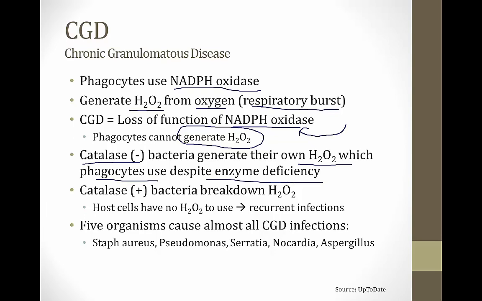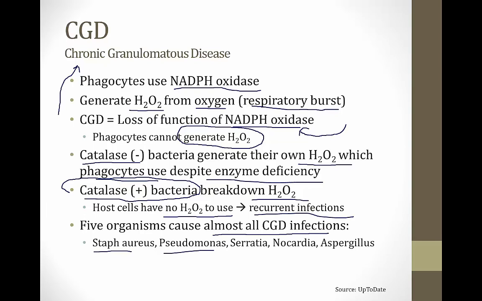However, if a catalase positive bacteria is present in a patient who has chronic granulomatous disease, that catalase positive bacteria will break down the hydrogen peroxide. This means the host phagocytes will have no hydrogen peroxide to use, and the result will be recurrent infections. And there are 5 organisms that cause almost all of the illness in patients with chronic granulomatous disease, and that includes Staph aureus, Pseudomonas, Serratia, Nocardia, and Aspergillus. And these are all catalase positive organisms.